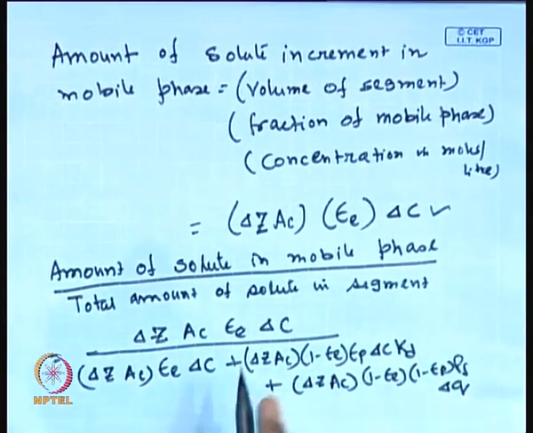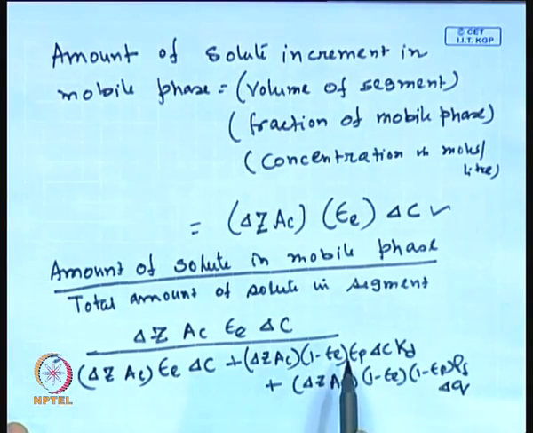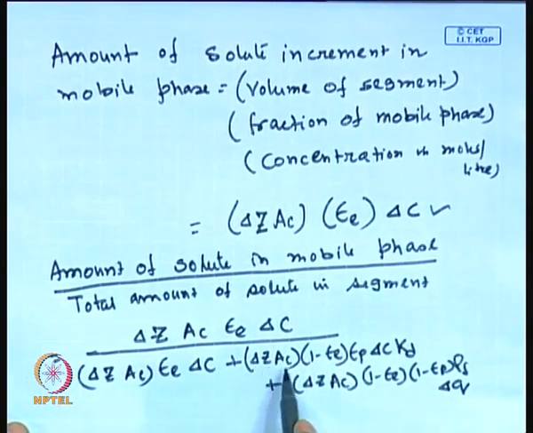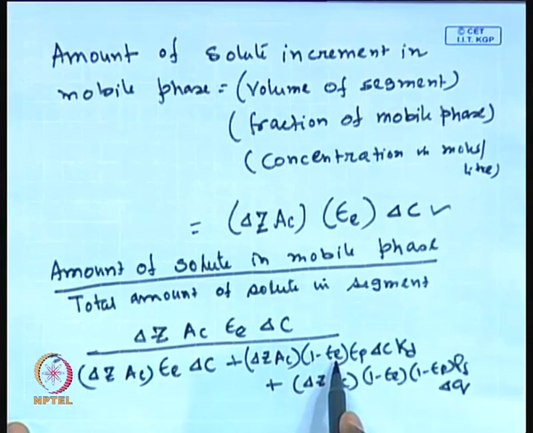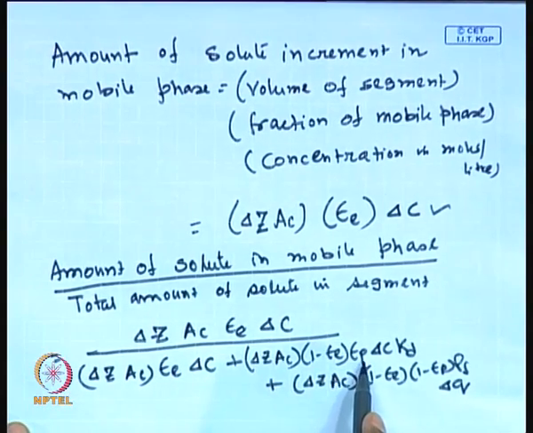Okay. So, this amount is present in the mobile phase. This amount of solute is present within the pore of the particle. Delta z times AC is the elemental volume multiplied by 1 minus epsilon E. 1 minus epsilon E is the void volume that is present within the particle, and within the particle the void fraction is epsilon p. So, it should be multiplied by epsilon p multiplied by delta C.